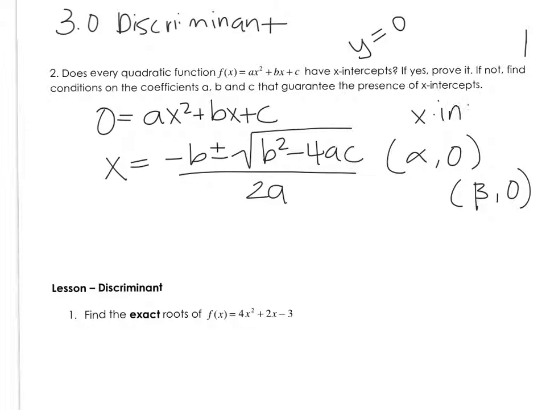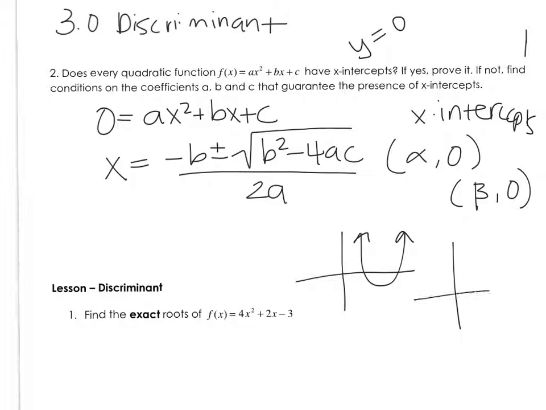But do we always have x-intercepts is the big question. Is there always a guarantee that we could have x-intercepts? There's a couple different options. Well, here's one quadratic function that has 2 x-intercepts. Here's another quadratic function that has no x-intercepts. And here's the last one that has only one x-intercept.